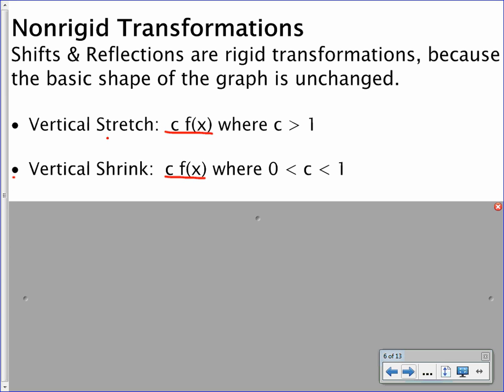All right. So how are we going to apply these? How are we going to make our new graph look? Okay. Since this is just affecting our y value, we're going to take our y value, and all we're going to do is multiply by c. So whatever our original y value is, we're going to multiply it by our c value, and that's our new y value for our stretch or our shrink.